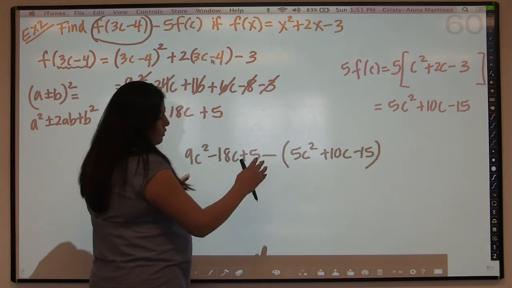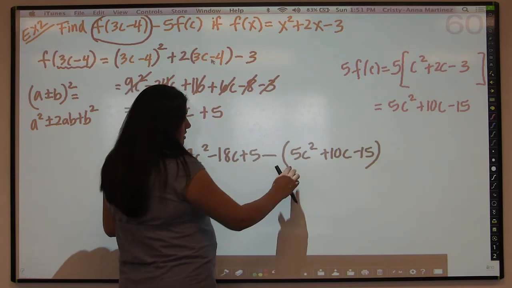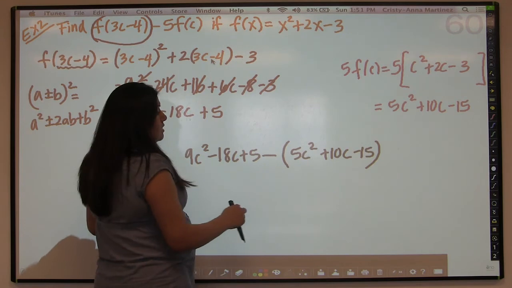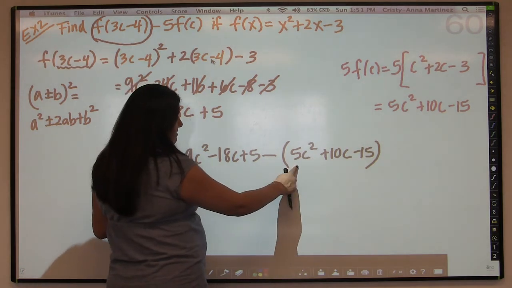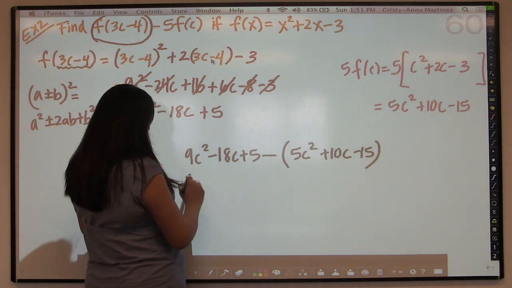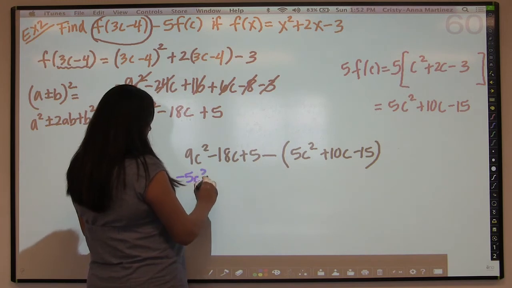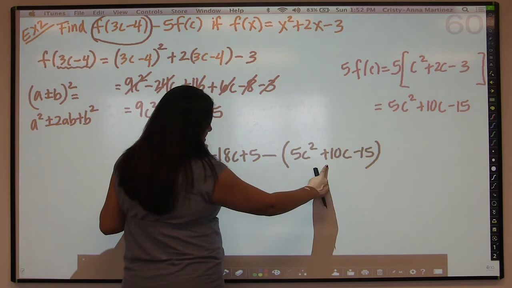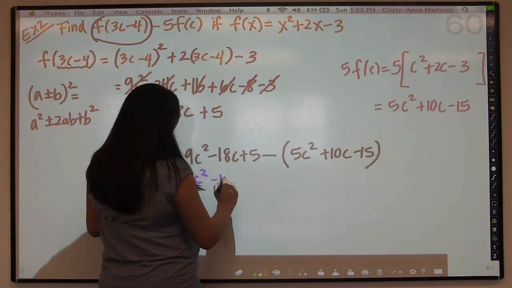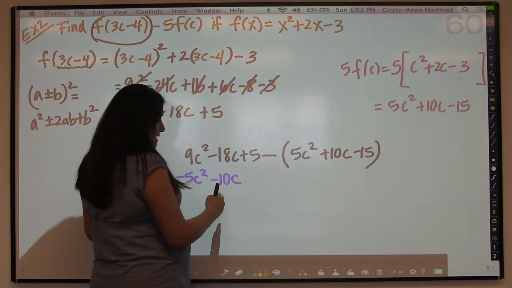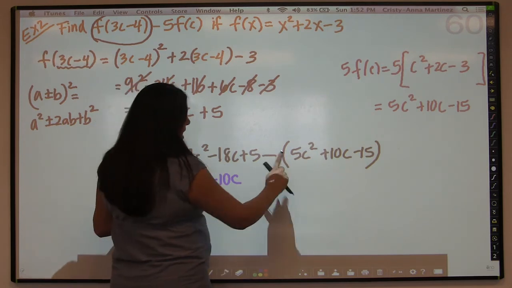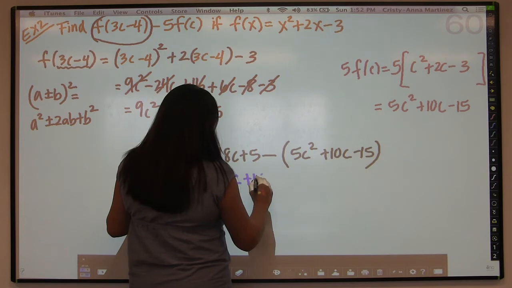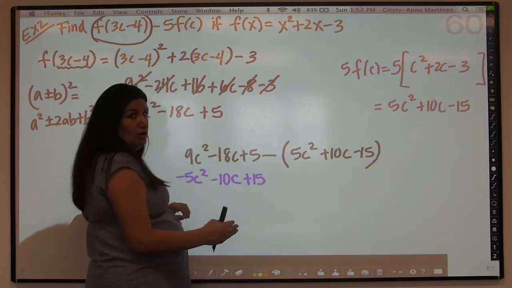I'm actually going to write the like terms in a vertical column to make it easier to subtract. So I'm going to say negative times 5c squared is negative 5c squared. So I'm going to go ahead and put that right underneath the 9c squared because they're like terms. Then negative times positive is negative 10c, and I'm going to put the negative 10c right underneath the 18c because again they're like terms. And negative times negative is positive 15, and the positive 15 is going to be placed right underneath the 5 because they're like terms.